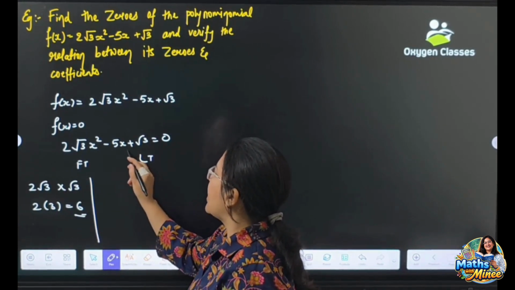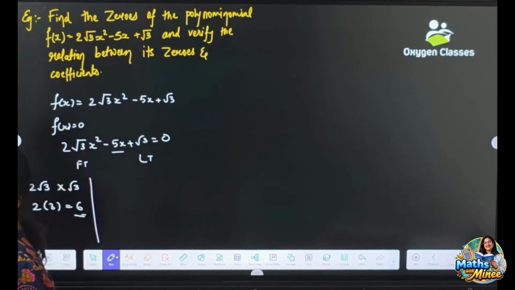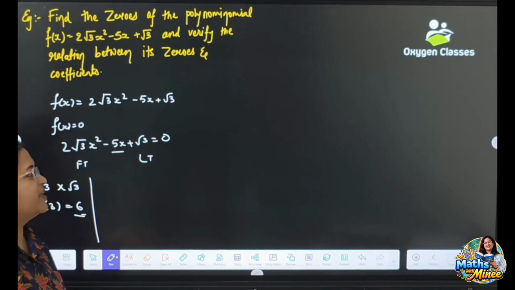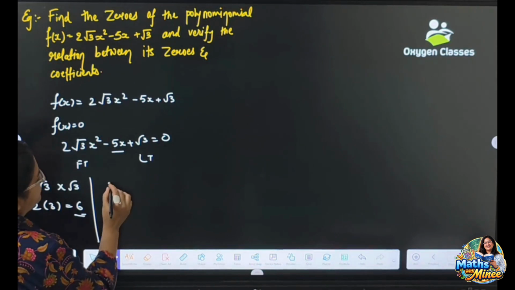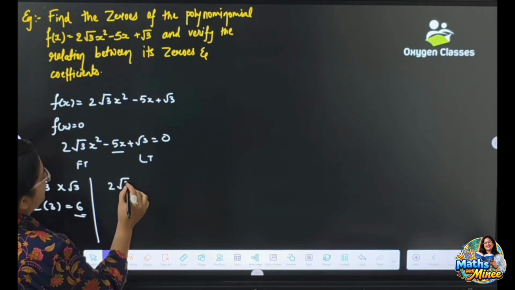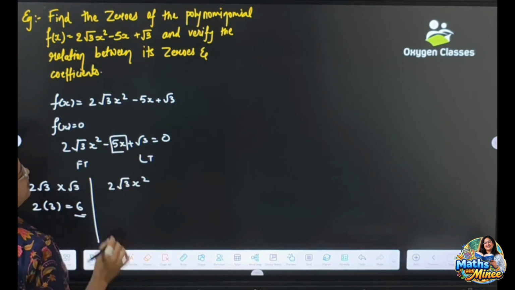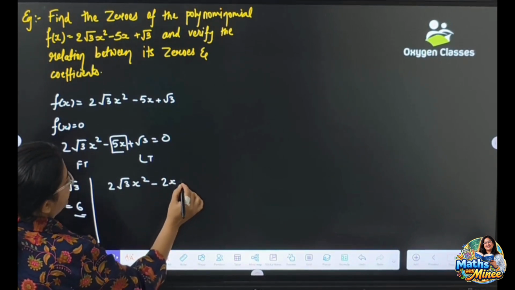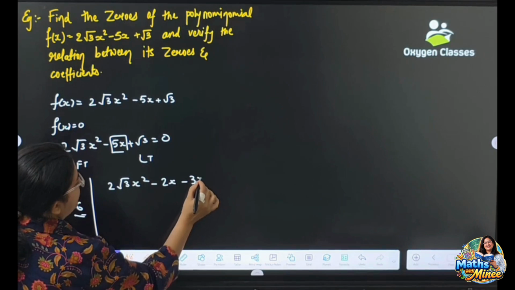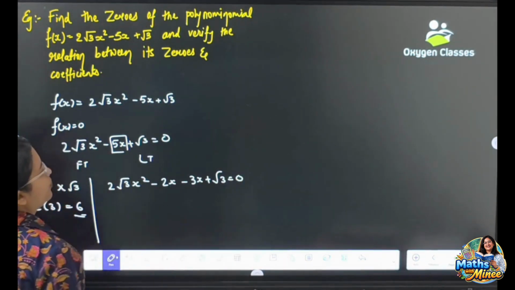कि मुझे मिले -5x, right? So okay, can we do 3 2s are 6, 3 plus 2 will be 5, right? So here can I write like this, 2 root 3 x square. We have to split this term, so I'll write here minus 2x minus 3x plus root 3 is equal to 0.